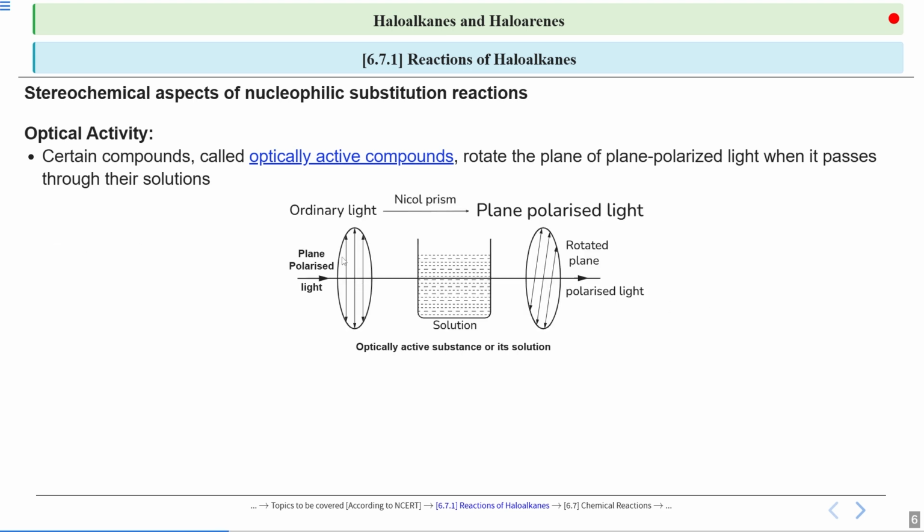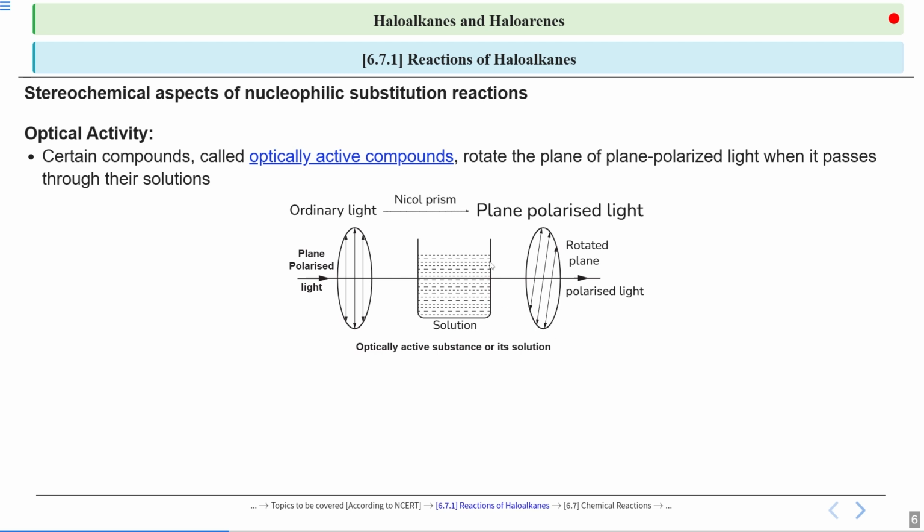You can understand this through this diagram. If you have ordinary light and you pass it through a Nicol prism, you will get plane polarized light. Or let's say you have plane polarized light, where the light is in a particular plane. When it passes through a solution where optically active compounds are present, the plane of this plane polarized light is rotated, and you will get a rotated plane polarized light. You can see the plane is rotated at some angle.